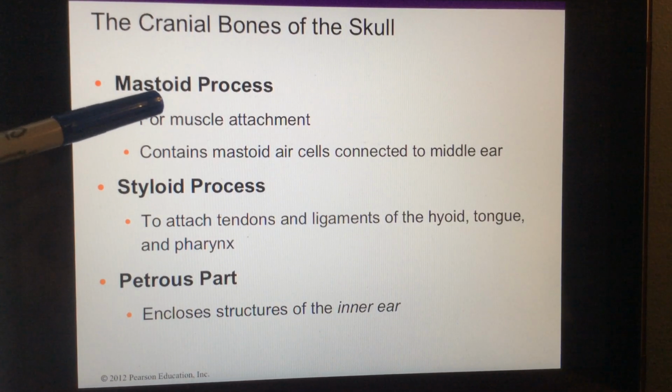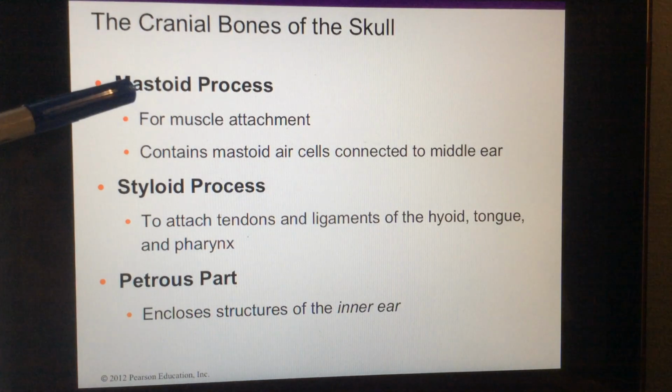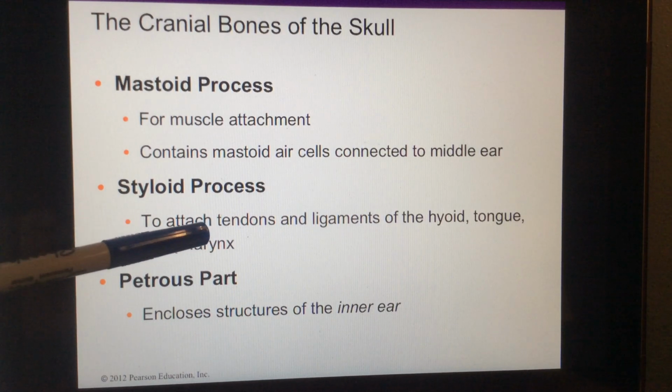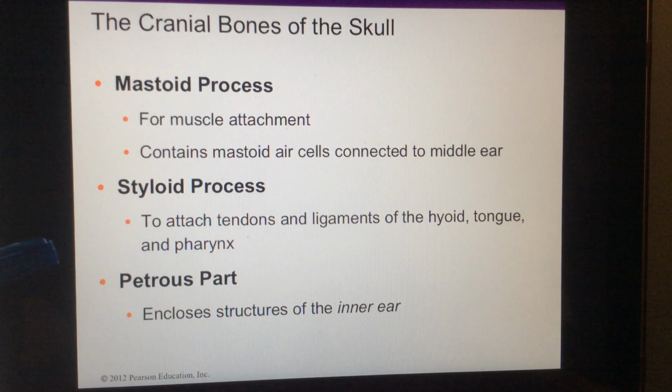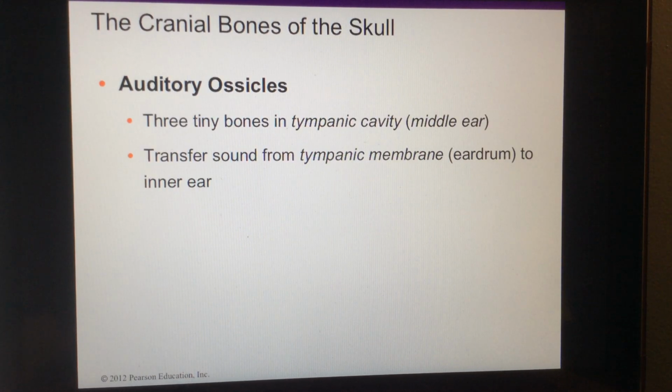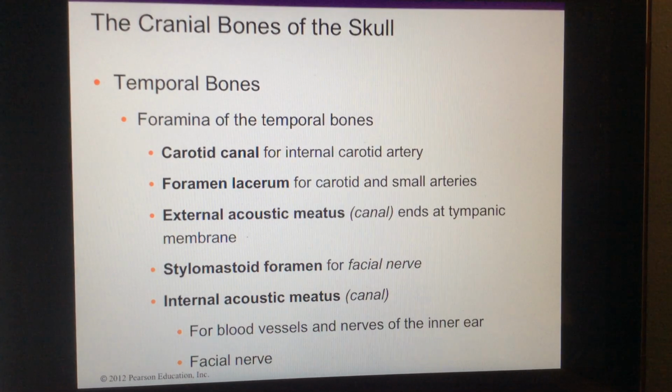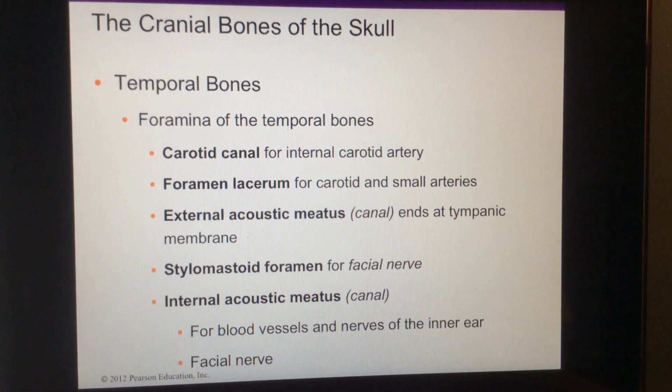Mastoid process for muscle attachment to basically rotate and extend the neck. Styloid process that will connect tendons and ligaments to the hyoid, tongue, and pharynx. And then the petrous part is going to enclose structures of the inner ear. Talked about that. And then the foramina. So the foramina are going to be quite a few.